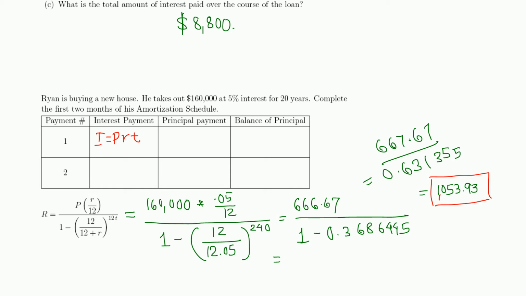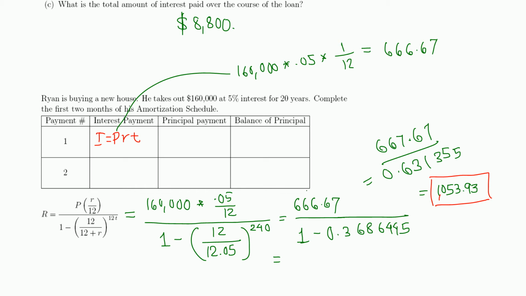So let me calculate this over here. The interest paid: P is 160,000, R is 5%, decimal 0.05. This is for the first payment, meaning the first month. So 1 month means 1 divided by 12, because we have to change the time in terms of years. If you multiply these two and divide by 12, you get 666.67. In fact, this is the same thing on the top when you calculated the monthly payments.